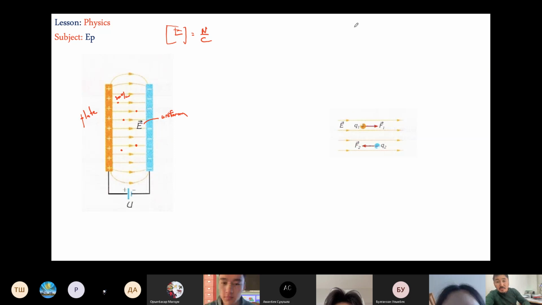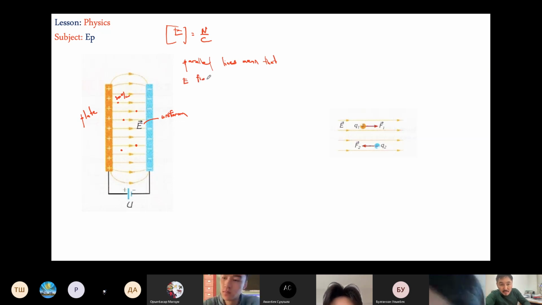So, the first main thing is that if we have parallel lines, it means that the electric field is uniform.